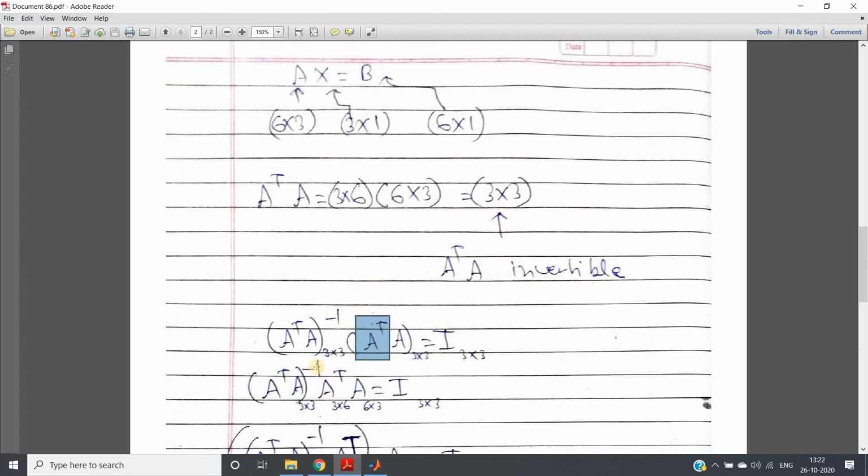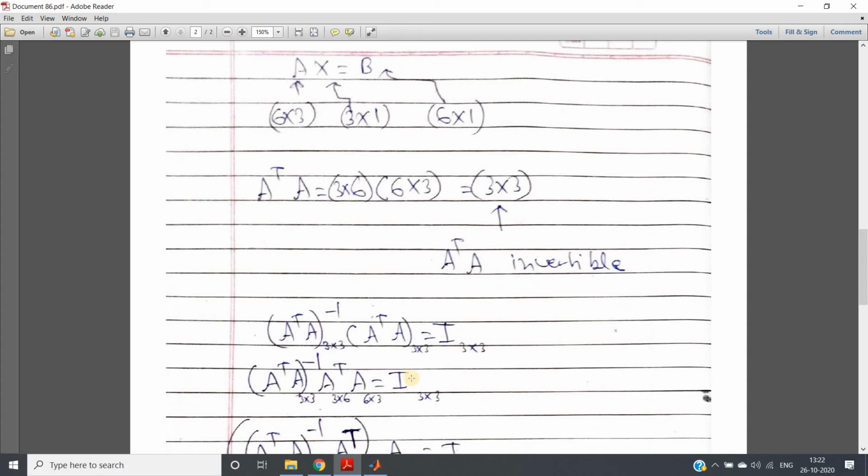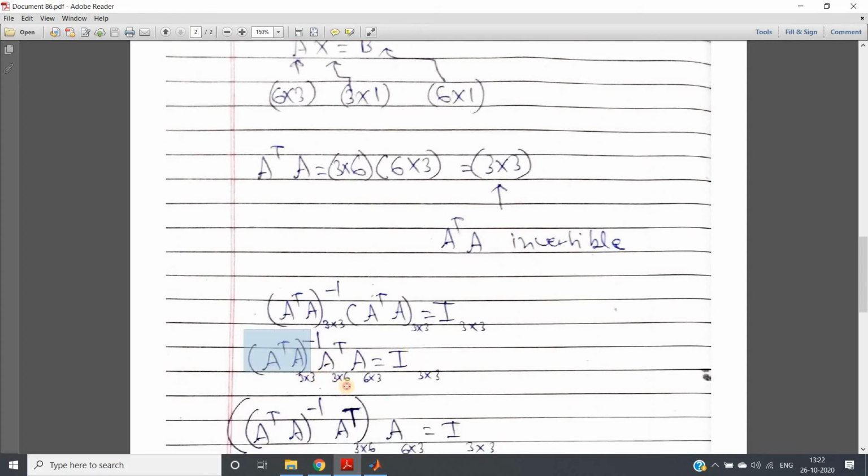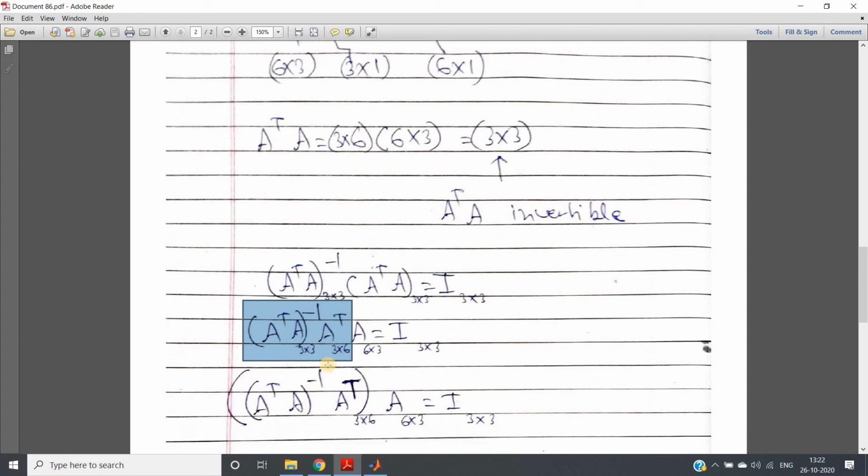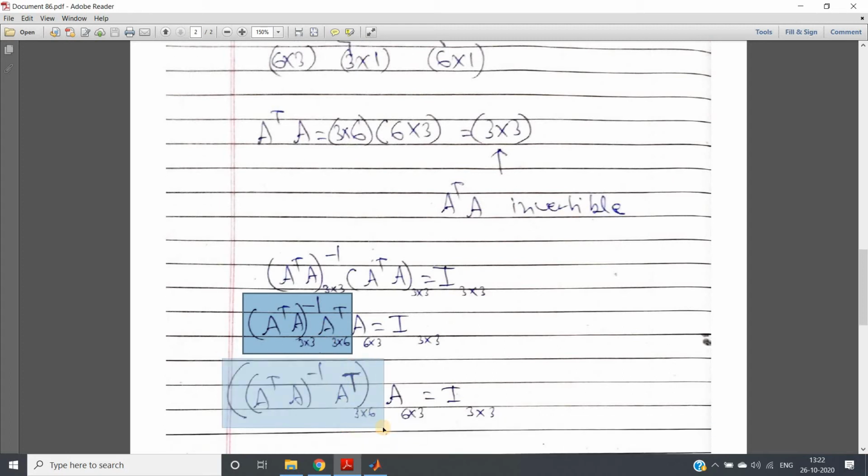Then A transpose only I have written. What is the A transpose dimension? See, A is 6 cross 3, so A transpose will be 3 cross 6, right? And then A, which is obviously 6 cross 3, I am writing. And in the right hand side, it is the identity matrix. Now what I am doing is grouping this particular part, so I will get this set. It is clear, I guess, up to this. So A transpose A whole inverse multiplied by A transpose. Now what will be the dimension of this particular one?